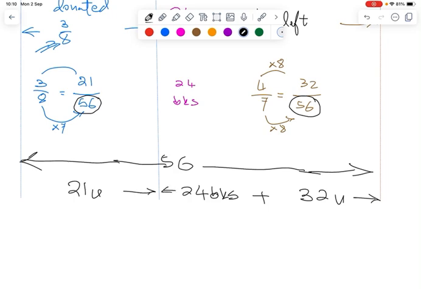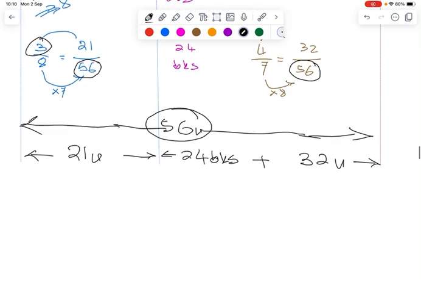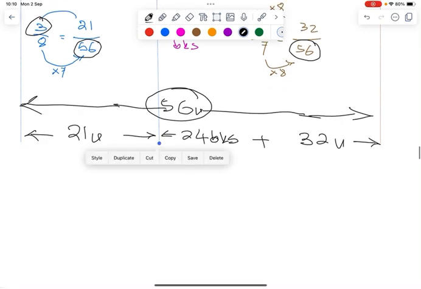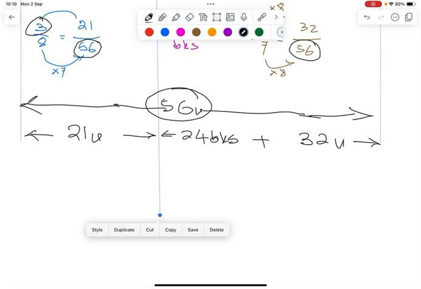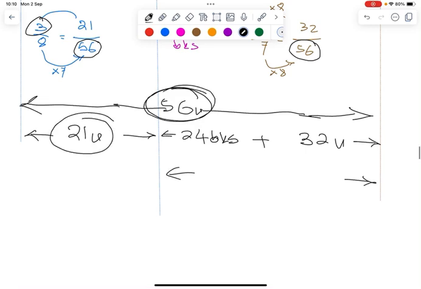This is donated 21 units instead of 3 units, right? So standardize everything to become 56 units out of the total 56 units. That means, what else can we do? Well, we clearly can see from here that this portion is also equal to 56 units minus 21 units. Correct? 56 units minus 21 units.